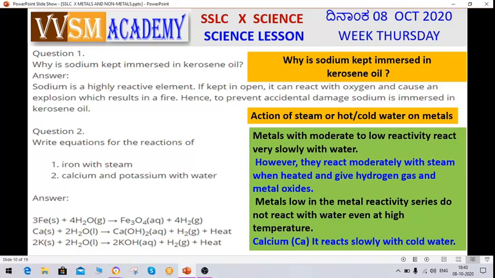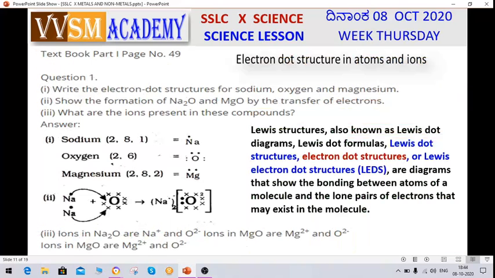And coming to the second question, write the reaction equations. Iron: generally, metals with moderate to low reactivity react very slowly with water. Iron reacts with water, giving rise to hydrogen and forming ferric oxide, an oxide of iron. Calcium reacts with water slowly, giving calcium hydroxide and hydrogen along with heat. And potassium is a reactive metal. It reacts with water, giving potassium hydroxide and hydrogen. It is an exothermic reaction. Exothermic means heat is evolved to the surroundings.